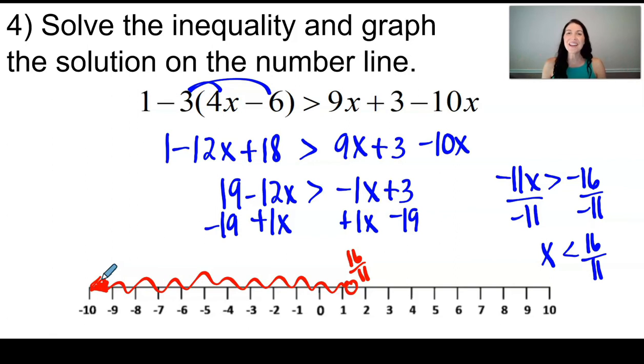All right, everyone, those are some example problems on how to solve inequalities. And the biggest thing to remember is what Mollee said. If you multiply or divide both sides by a negative number, don't forget to flip that sign.